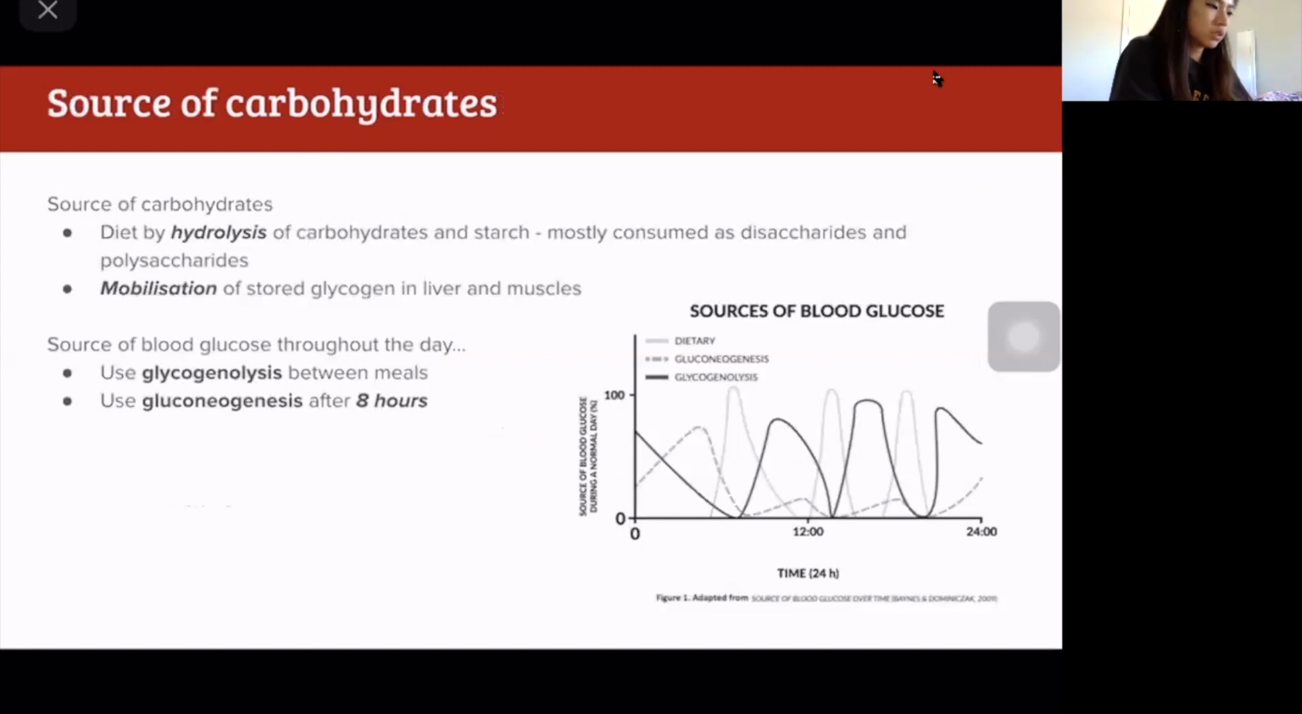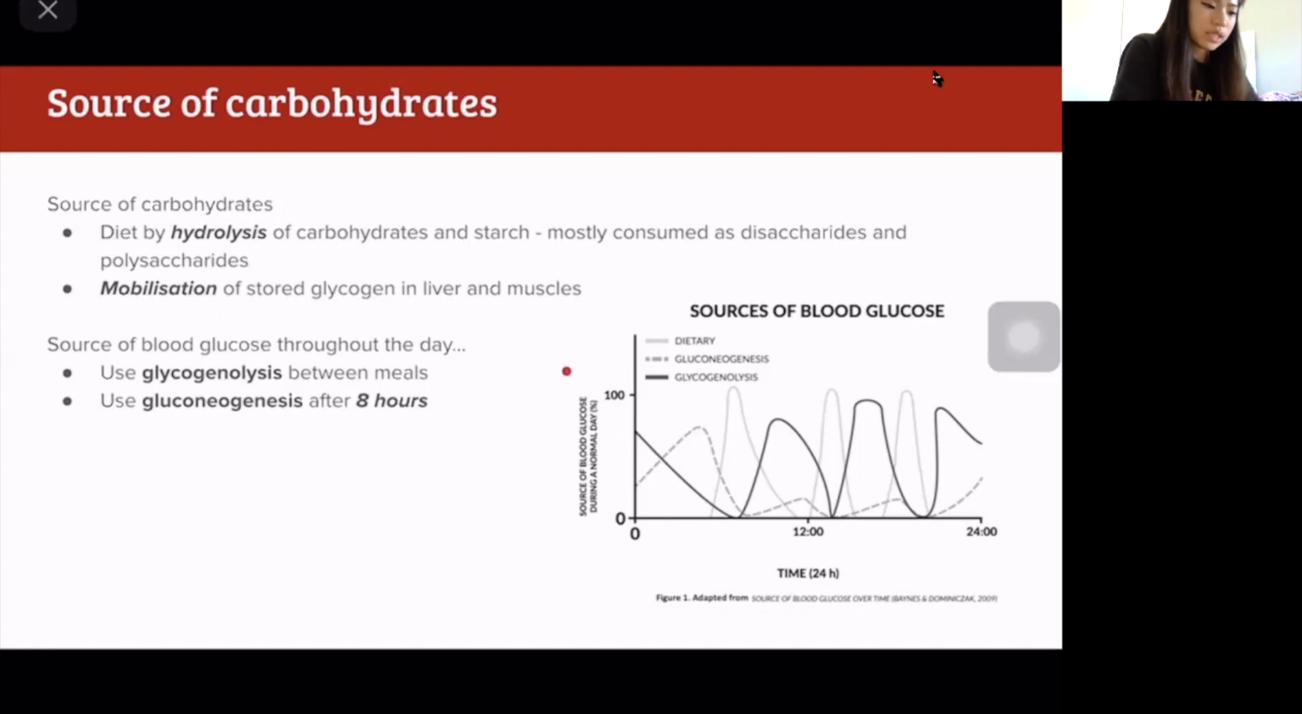Okay, so this is pretty important as well. The source of carbohydrates in the body is either your diet, so the breakdown of carbs and starch, or the mobilization of what is already stored in your liver and your muscles. And this diagram here is pretty important to remember.